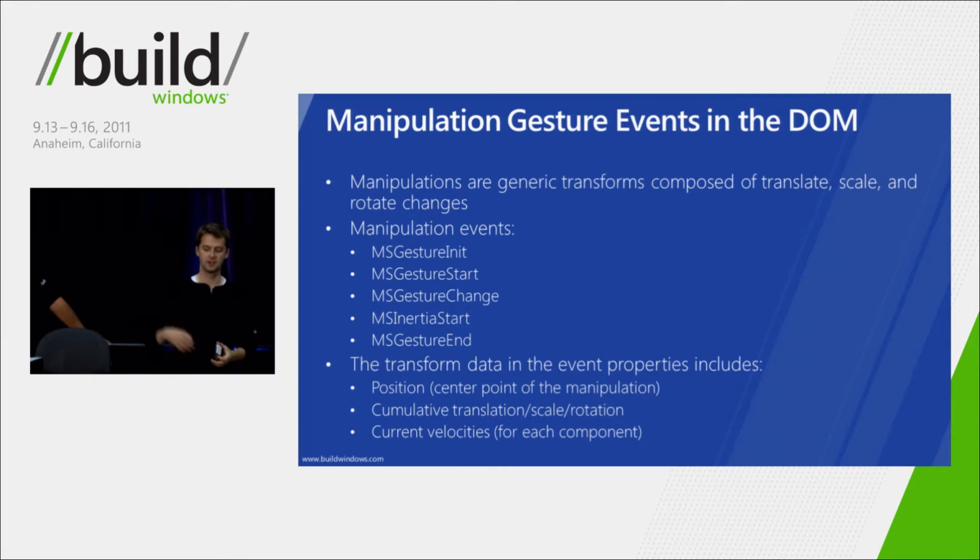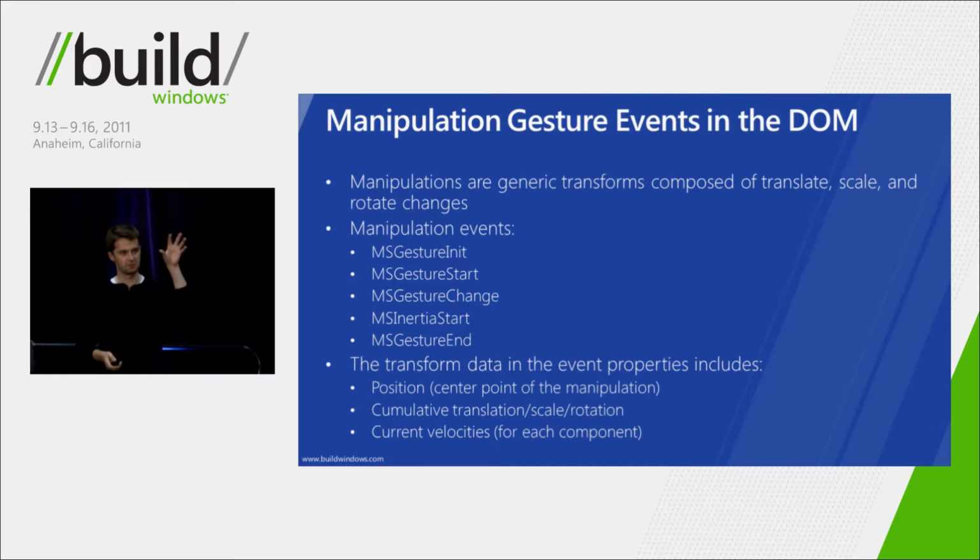If it is a gesture, then the next thing you'll get is MS gesture start. This is the beginning of that interaction. If I put my 5 fingers down, we'll get a notification that a manipulation is starting and know about the point. As I move my fingers around, we get MS gesture change events. They will update us with the position and how the manipulation is changing over time.